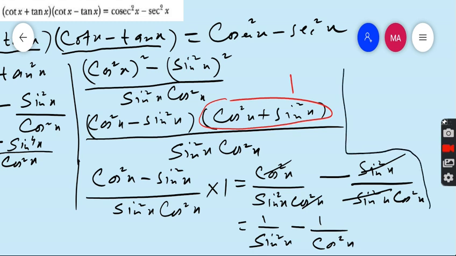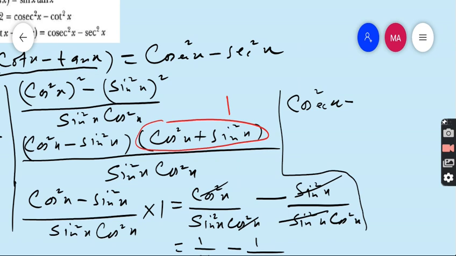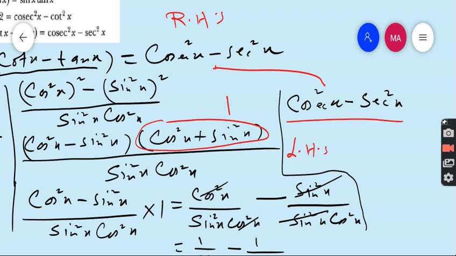and 1 upon sin is cosec, therefore 1 upon sin square is cosec square. Similarly, 1 upon cos is sec, therefore 1 upon cos square is sec square x. And this is what we need. Check this. This is the right hand side. And we achieve this right hand side. Hence, it is proved that left hand side is equals to right hand side. Hope you completely understand.